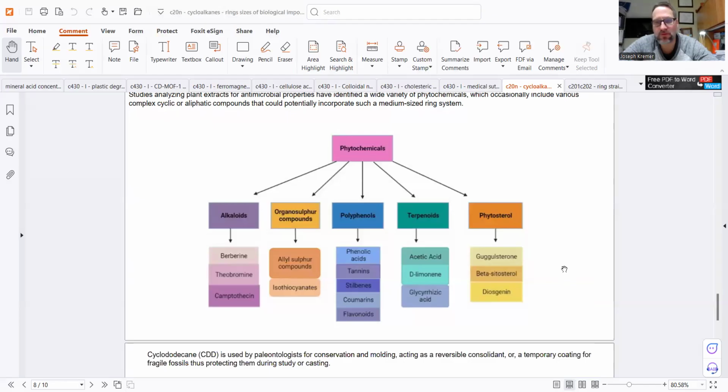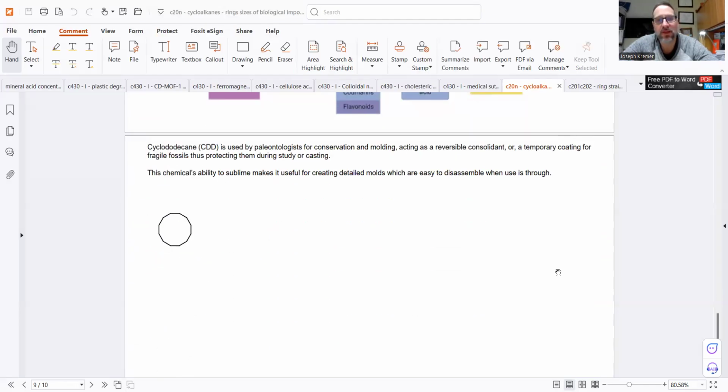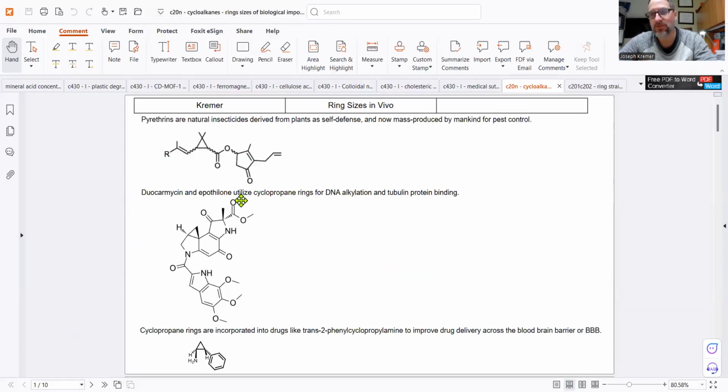I don't want to make this movie too long, but cyclododecane has actually been used by scientists at the Smithsonian Institute to preserve fossils because this compound here sublimes. It goes from a solid into a gas, so it's very easy to remove the casting. So that's some motivation to start the engine to learn about cycloalkanes and their relative stability. So what we're saying here is that three-membered rings do exist in biology. What do you know?